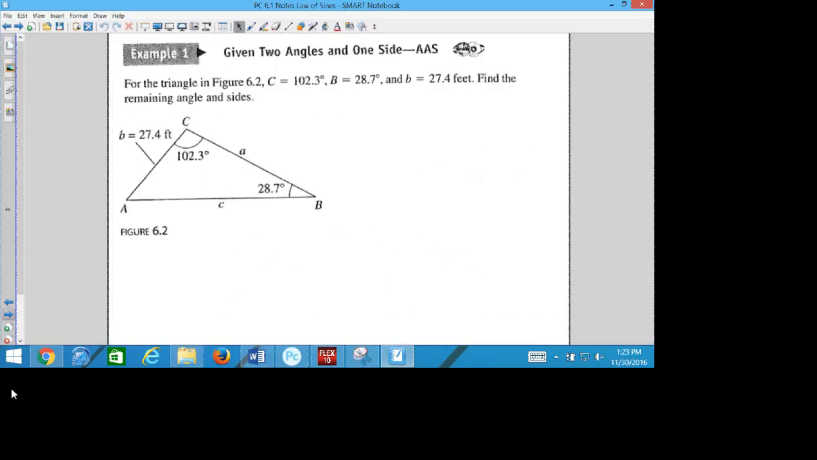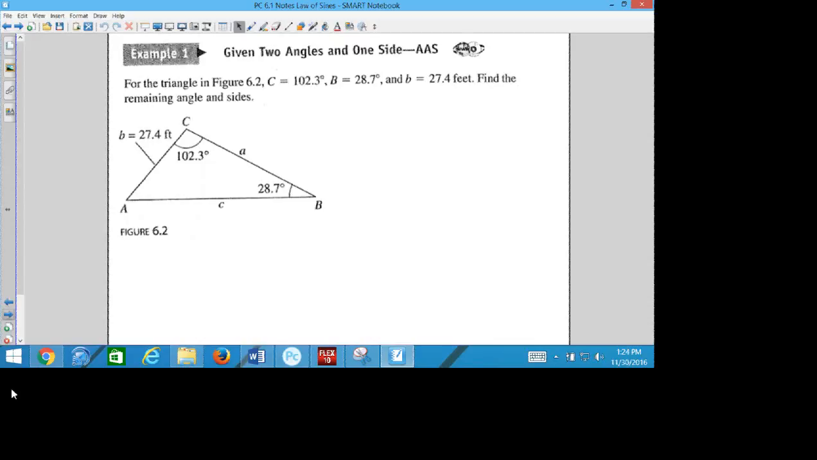All right, so our first example is a triangle where the information given to us is two angles and a side not included in the angles. Do you remember AAS from geometry? Angle, angle, side. So it is two angles and a side not included. Okay? You can use law of sines to solve all the missing sides.